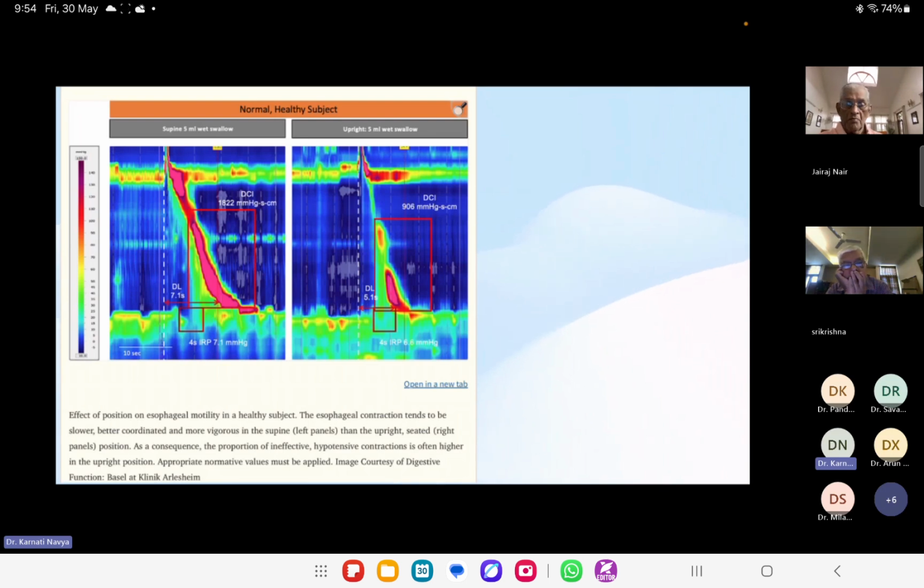This is a normal healthy subject showing the distal contractile integral in the supine and the upright. In the supine, you can see the contraction is more, which is 1822 mm of Hg, which is the distal contractile integral. Whereas in an upright position, it is 906 mm of mercury.